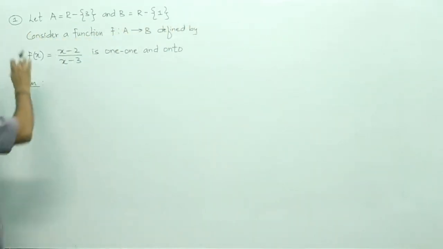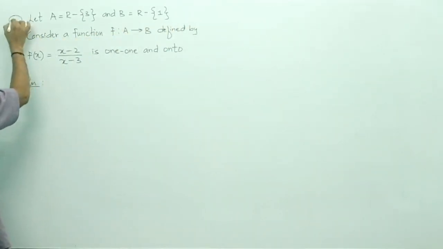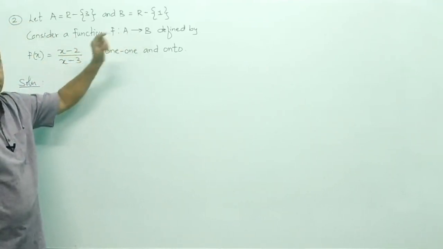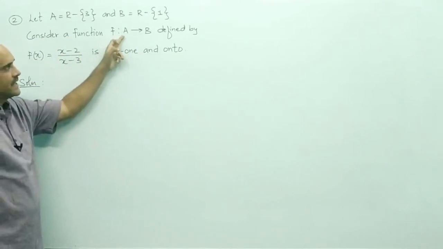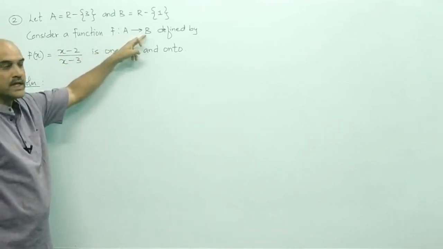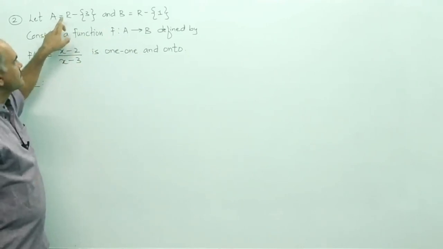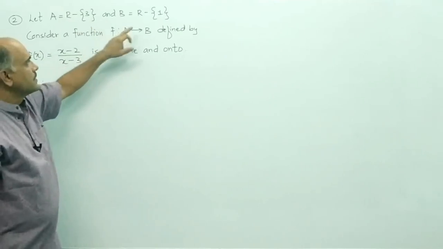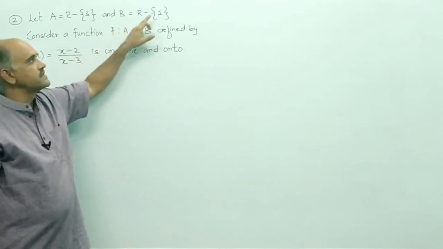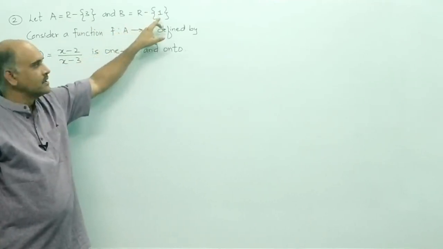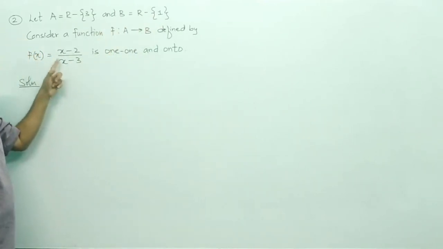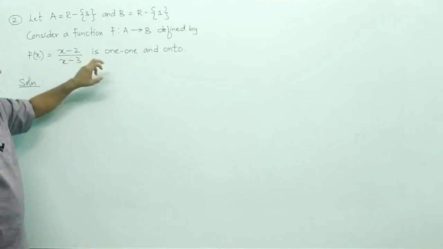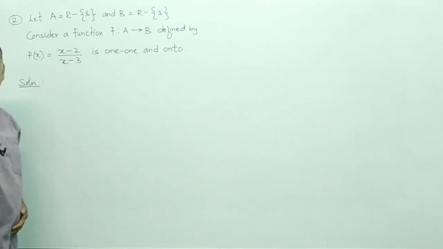So now students, if we take the second one, there is a function from A to B, meaning our a belongs to set A, b belongs to set B. The condition is that A consists of all real numbers except 3, and B contains all real numbers except 1. You are required to show that the given function is both one-one and onto.